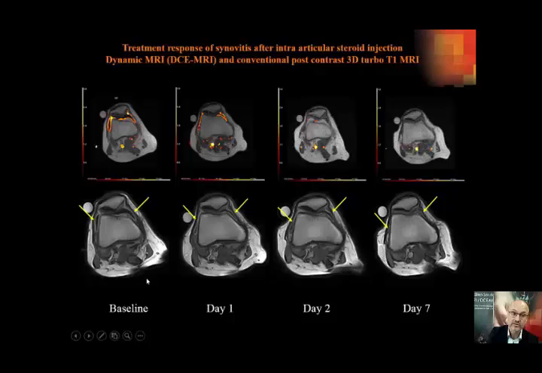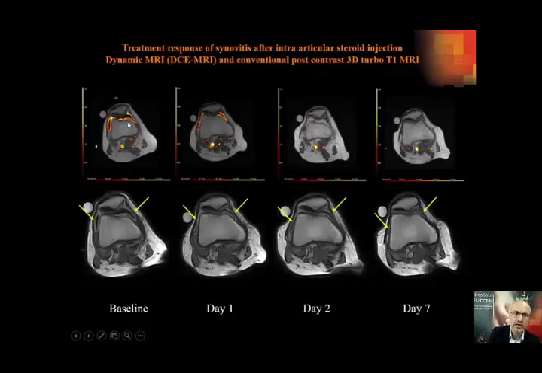So here we have a case done on a low field scanner, where you can see the static post-contrast T1 weighted images in the lower left corner at baseline, day 1, day 2, and day 7, after we injected a steroid into the knee joint at baseline, ultrasound guided. And you can see the enhancing synovial membrane with the arrows pointing at it. It is smooth, it is not that thick, below 2 millimeters, so this corresponds to a synovitis degree of 1.